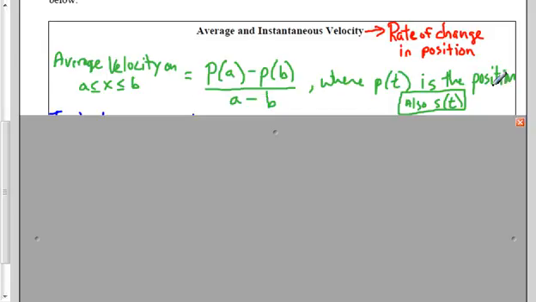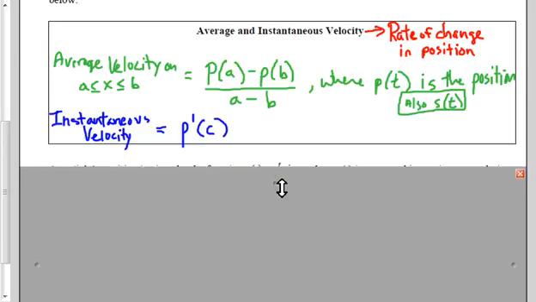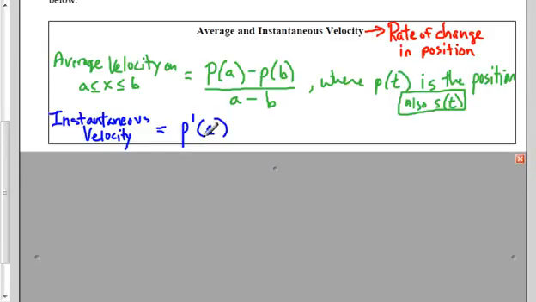And where P of t is the position. Now I also wrote S of t. S of t is not speed. It stands for position function. In some books and some examples we're going to use, and books you'll see later on, a lot of times S of t is used for position, and that can be confusing because we think of S as speed. Okay, but P of t for right now is what we're looking at as position, and then instantaneous velocity is equal to the derivative at some given point.